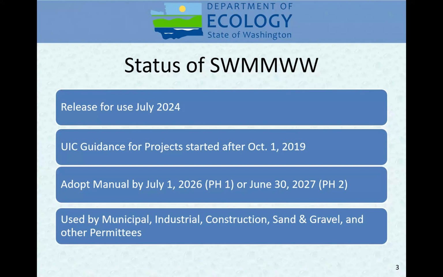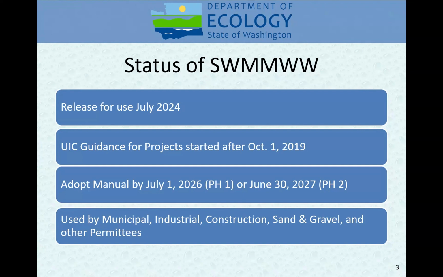There is UIC guidance in this document, and that is official right now. Whether your ordinance says use the 2024 version or the latest version or the 2019 version, you still should use this guidance if you're going to be doing UIC work. Phase ones have to adopt this manual or an equivalent manual by July 1 of 2026. And phase twos have to adopt this manual or an equivalent manual by June 30th of 2027. They have a little bit more time.